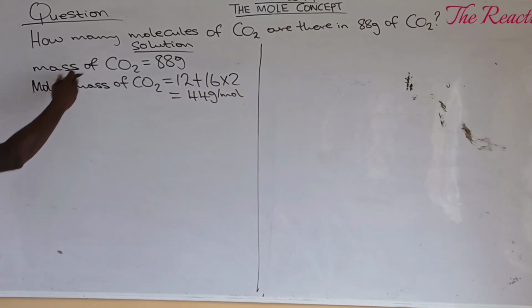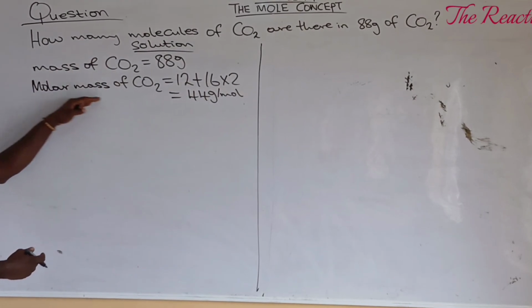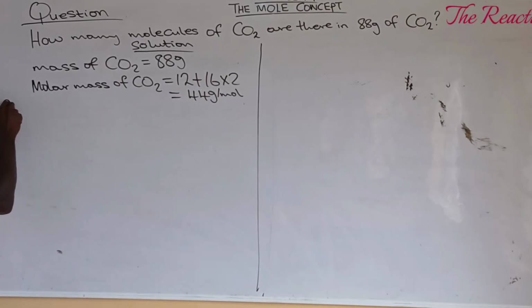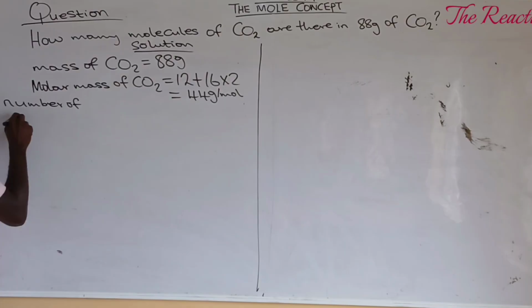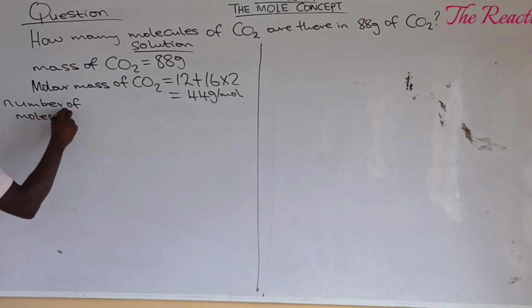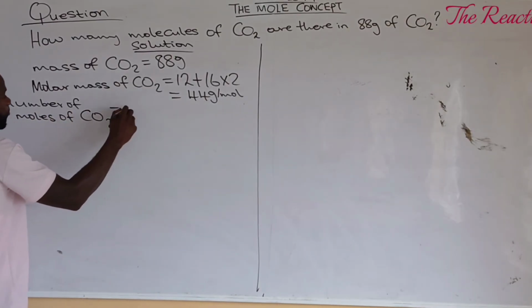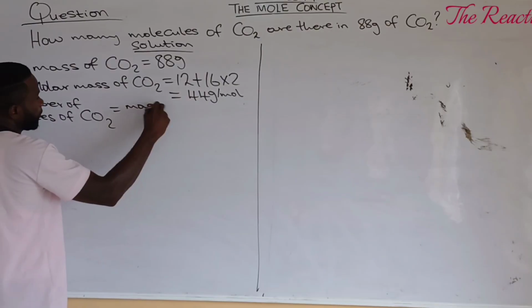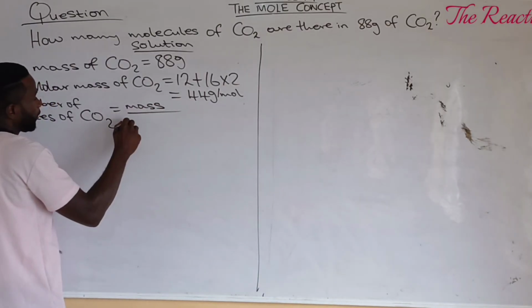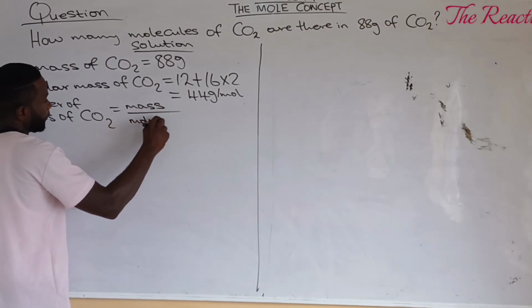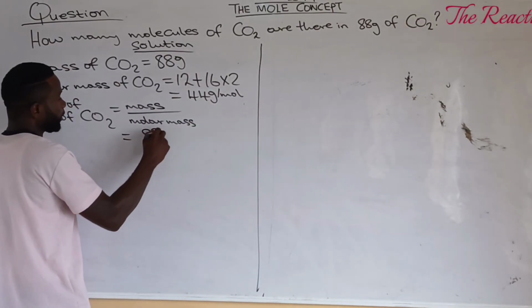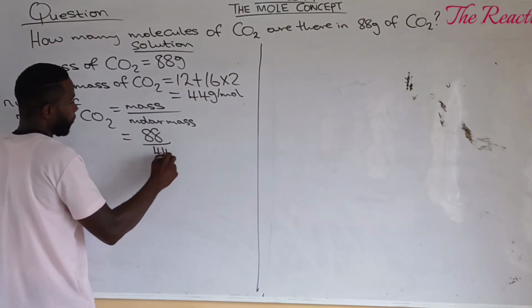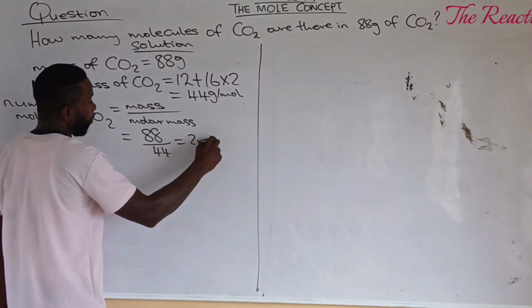Now that we know the mass of carbon dioxide as well as the molar mass, we can get the number of moles. The number of moles of carbon dioxide will be the mass over the molar mass. And this is going to give us 88 divided by 44, which will give us 2 moles.